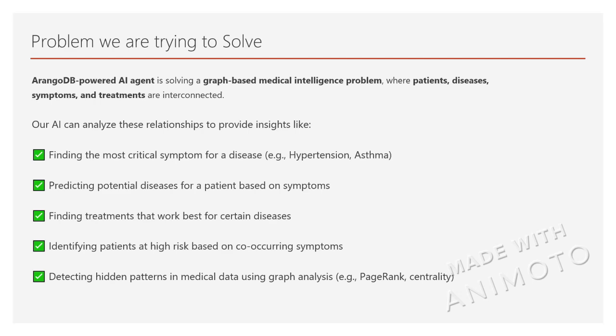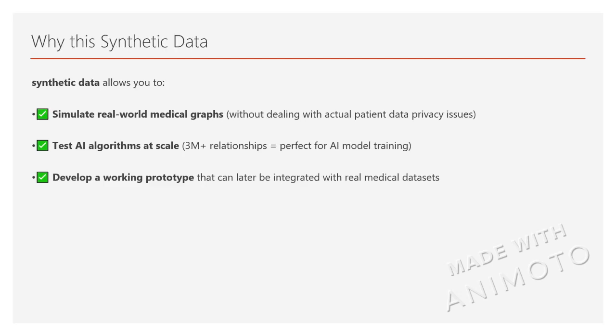Our AI can analyze these relationships to provide insights like finding the most critical symptom for a disease, for example hypertension, asthma; predicting potential diseases for a patient based on symptoms; finding treatments that work best for certain diseases; identifying patients at high risk based on co-occurring symptoms; and detecting hidden patterns in medical data using graph analysis.